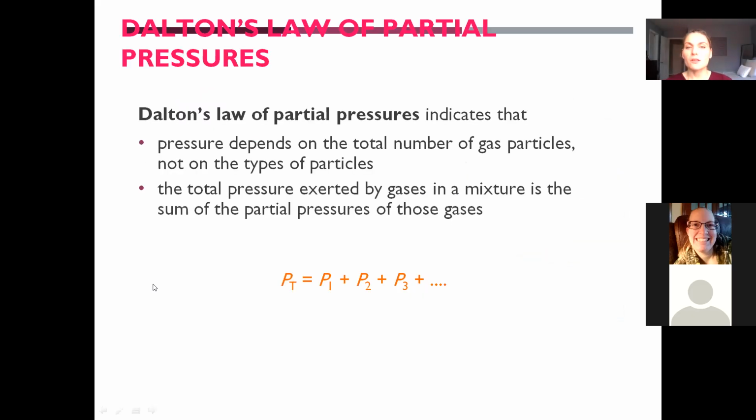So when we utilize Dalton's law of partial pressure, it indicates that pressure depends on the total number of gas particles and not necessarily the types. The total pressure exerted by the gas in the mixture is the sum of the partial pressures. So again, your P total is the partial pressure of oxygen, plus the partial pressure of carbon dioxide, plus the partial pressure of nitrogen. And that's what creates this law of partial pressures. So the total pressure exerted by the gas in this mixture is the sum of all of your pressures totaled up.